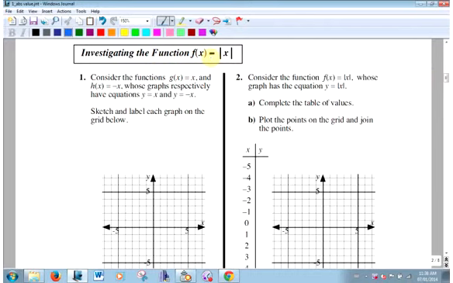Investigating this function, f of x is the absolute value of x. Now, x here isn't just one number like 3 or minus 3. It could be whatever you put in there. F of x means the output, so let's just think of it as y, okay? So, consider this function g of x is x. Well, let's just think y equals x. That's usually a little easier on our brains. Okay? Sketch and label each graph on the grid below.